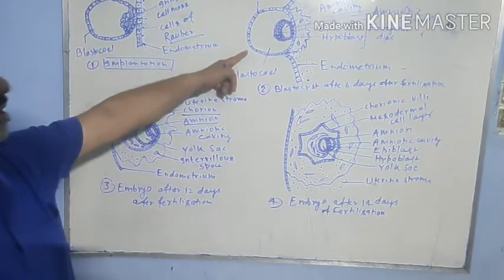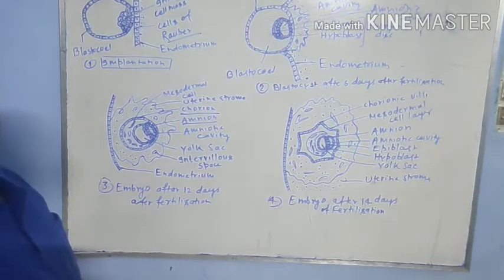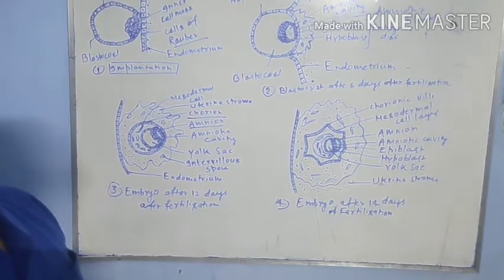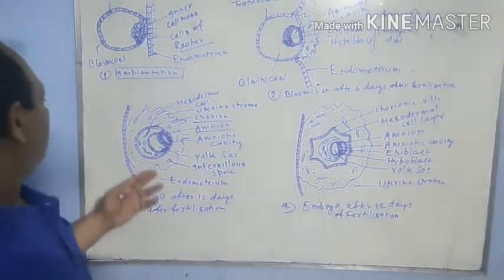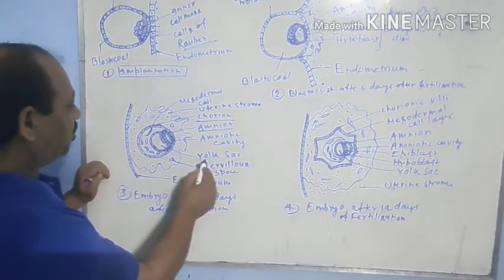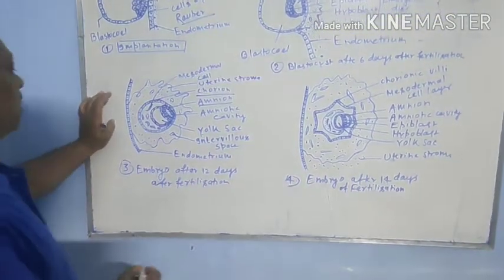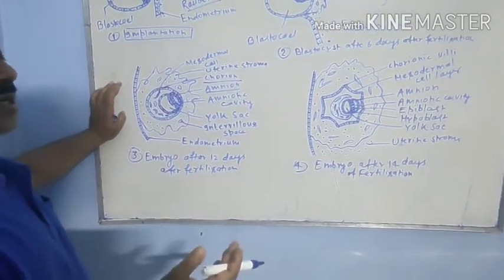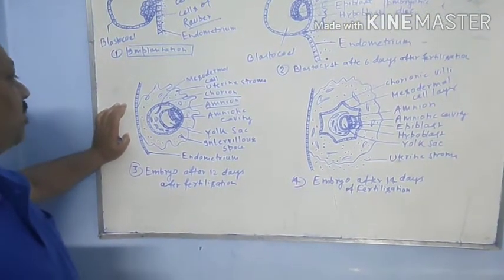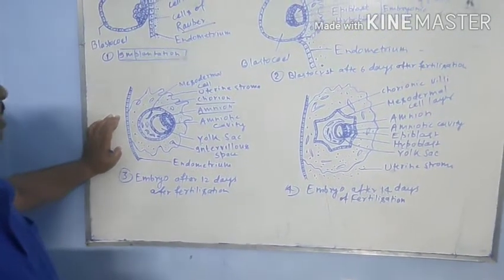Here the trophoblast is a single layer which lines the blastocyst, and it forms extra embryonic membranes and also provides nourishment to the developing embryo. Here, the space above the yolk sac is known as the amniotic cavity. As I told you, the amnion contains a cavity known as the amniotic cavity, which is filled with a fluid known as amniotic fluid, which protects the developing embryo from mechanical shock.